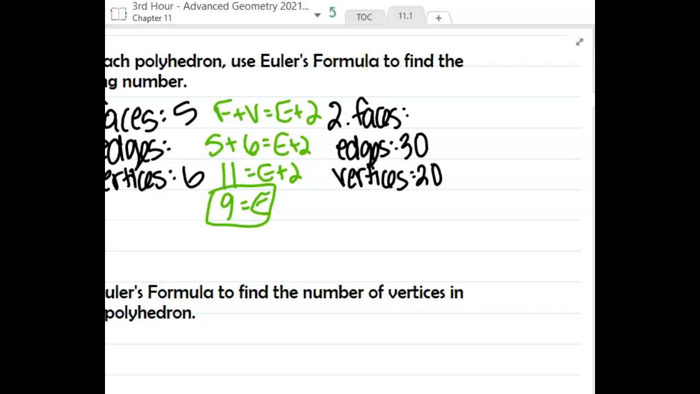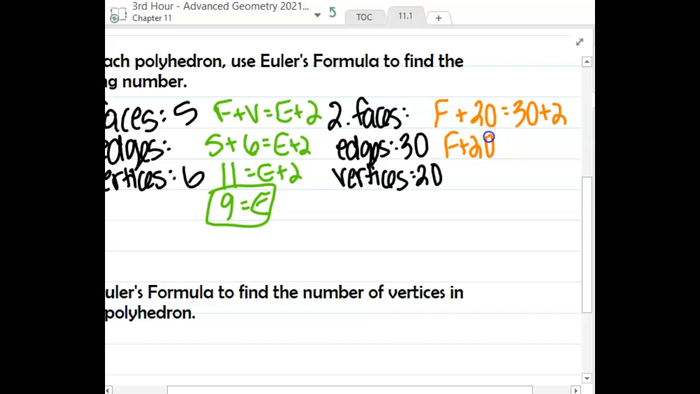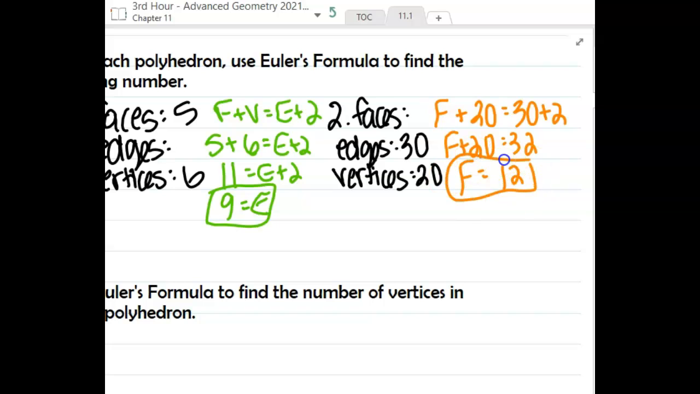So Euler's formula, we take the number of faces, which in this case I don't know, plus the vertices, which is 20, equal the edges, which is 30, plus 2. So we would get F plus 20 equals 32. How many faces are we looking at? 12. Excellent. Okay, that's some of what you're doing today. Just using the formula, get comfortable using that formula.